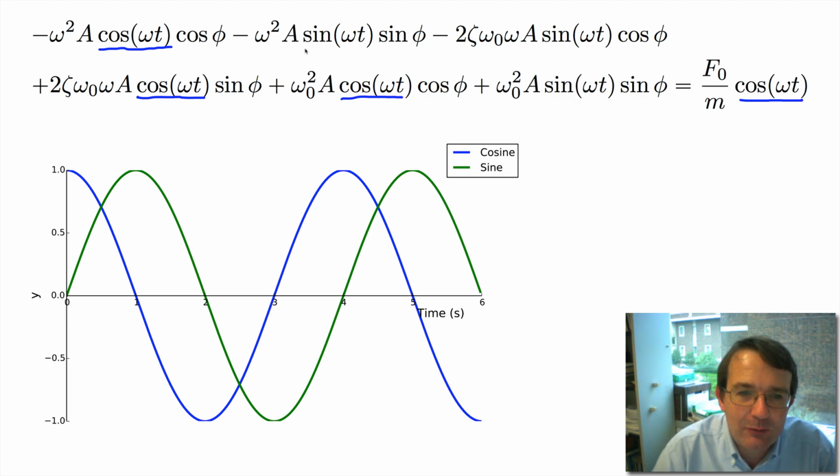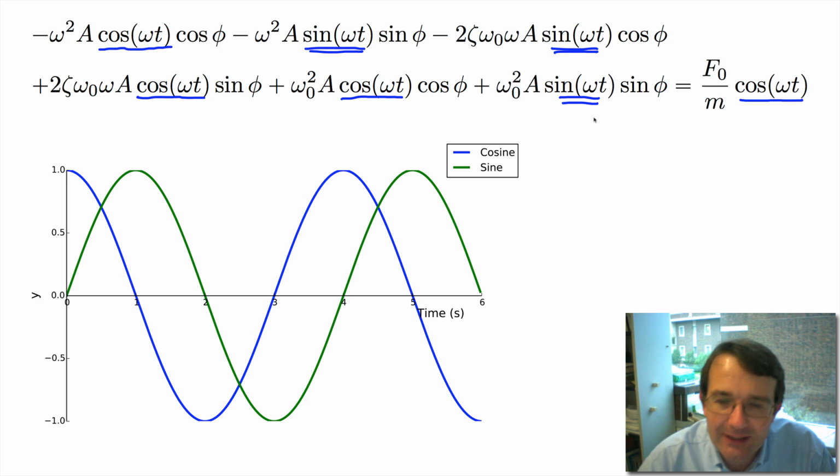And similarly, we can look at the sine, we can see that we have sine omega t here, sine omega t here, and sine omega t here. And these are the only terms which have a dependence on the time t. And t is a variable. And what that means is we can choose our value of t to be whatever we want. We can look at the system at any time, and this had better be true because it's the equation of motion describing the system. So this has to be true for any value of t.